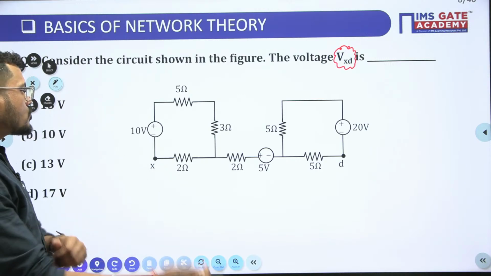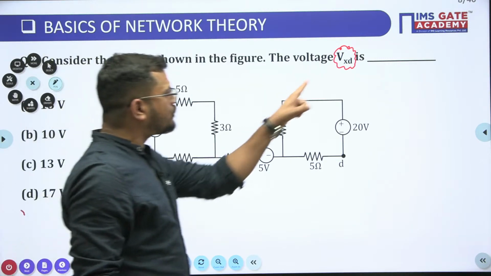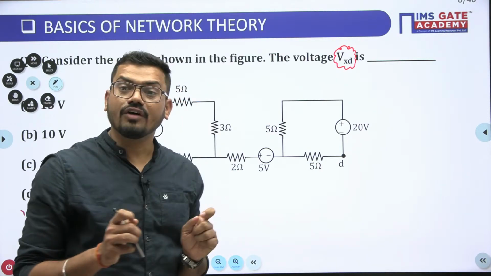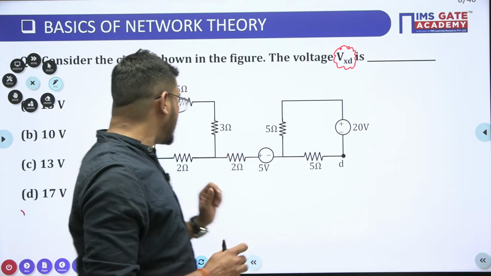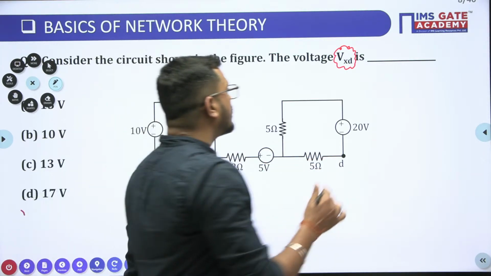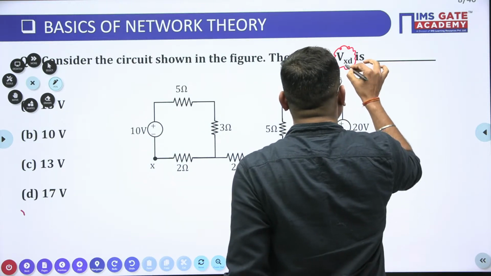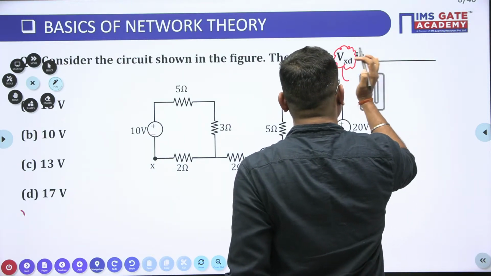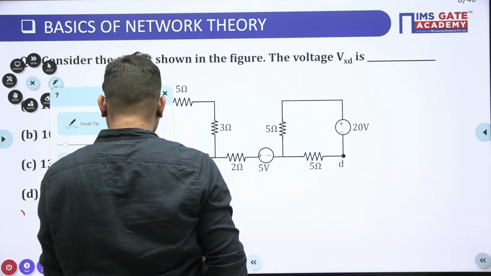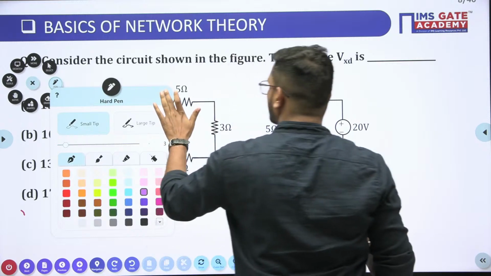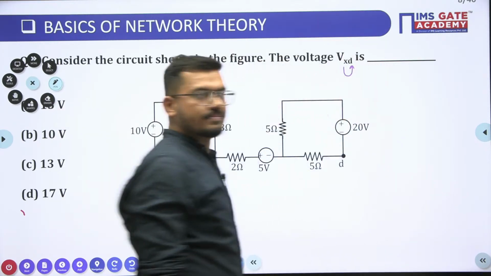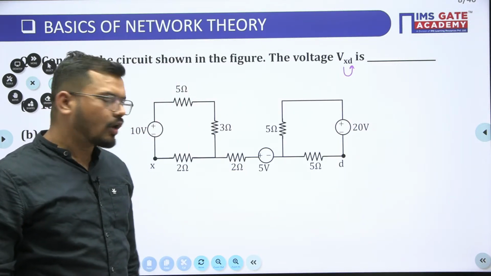Okay now, what we have to do here is calculate VXD. First of all, we should know the meaning of VXD. VXD is the voltage drop across Vx and Vd. It means you have to start at X and go to D. Just you have to do this. Okay now, how to do this?